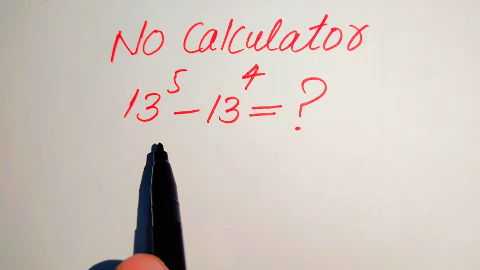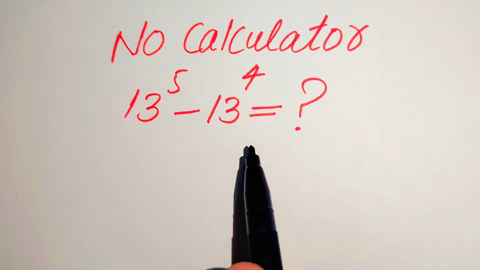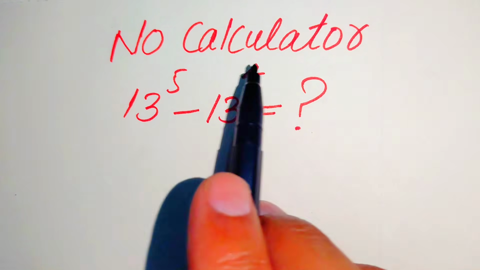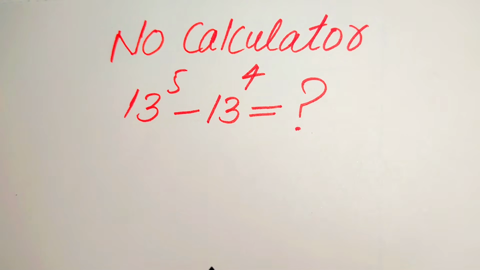So here we have 13 to the power of 5 minus 13 to the power of 4 is equal to what? We find the value of this algebraic expression without using the calculator. Here calculator is not allowed in this problem.